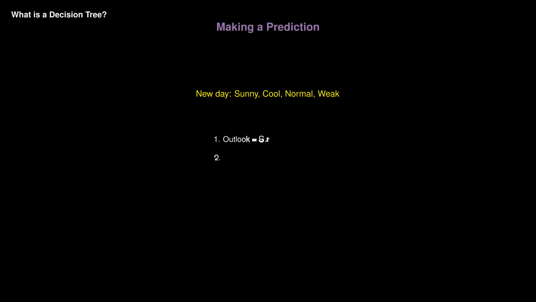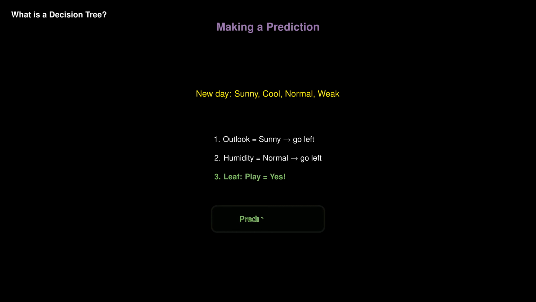You take a new data point, say a sunny day with normal humidity, and you walk it down the tree. Start at the root. Outlook is sunny, so go left. Next question. Humidity is normal, so go right. We've reached a leaf that says yes. That's our prediction. Every prediction is just a walk from root to leaf.